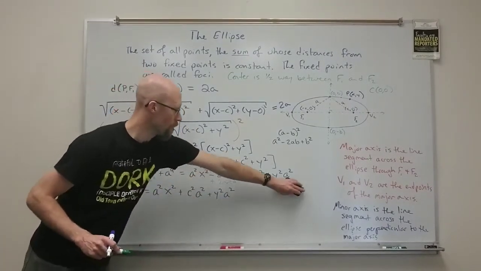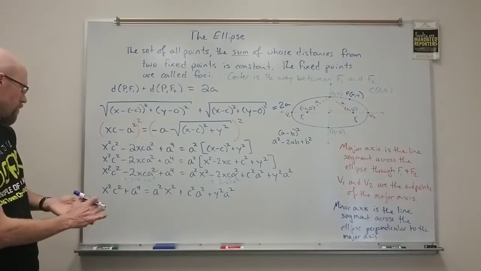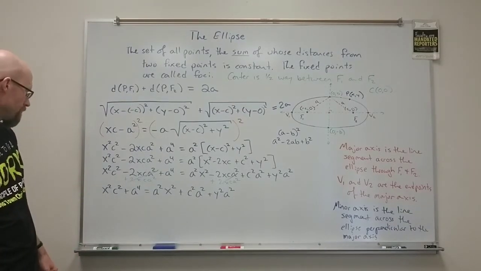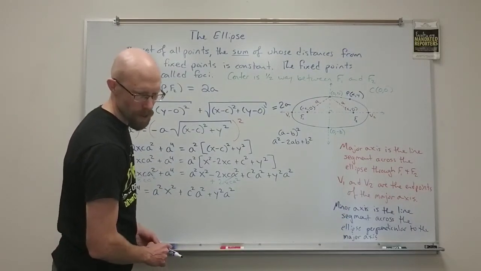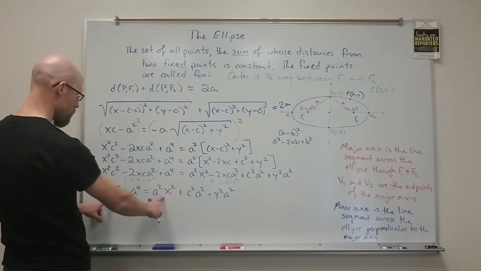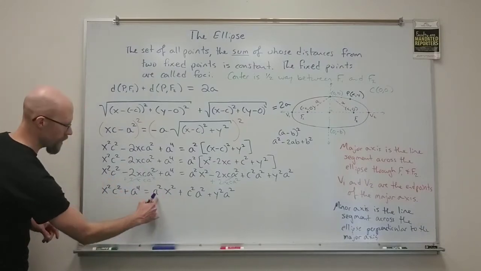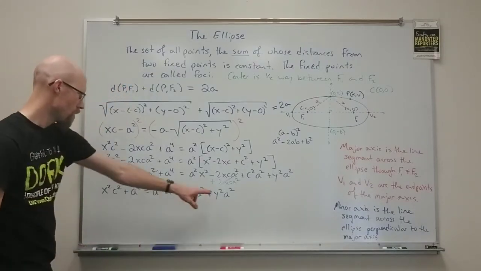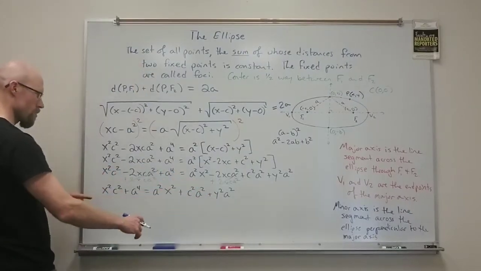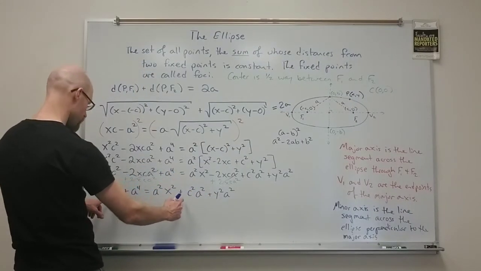What I can do at this point is regroup some things and try to factor a little bit. I'm kind of looking ahead here. Oh, yeah, the x squared. Let's try to get out the x squared. So let's group these two terms together. I'm going to subtract the a squared x squared from both sides. And I think I'm going to leave this term over there as well and move everything else to the other side.